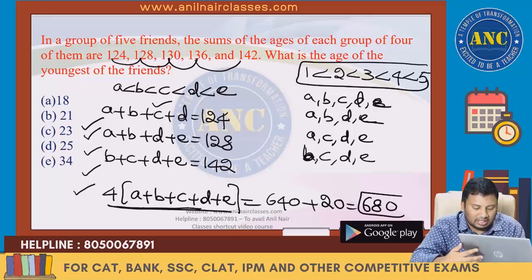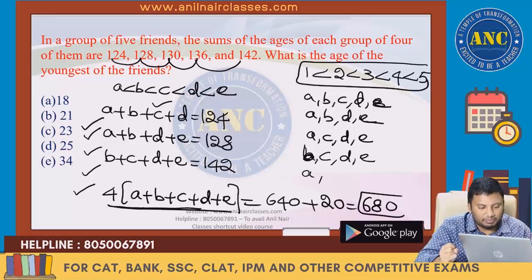What is the another combination? A with B, A, B, C, D, A, B, D, E. Next one, A, B, C, D, E. Okay. Next is A, C, D, E. Out of 5, I am selecting 4.